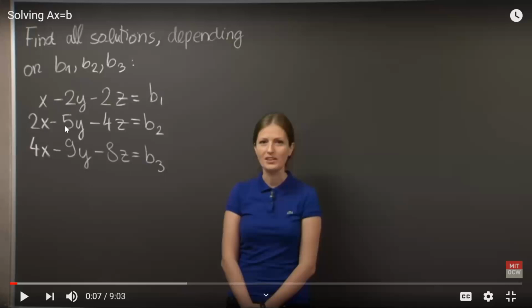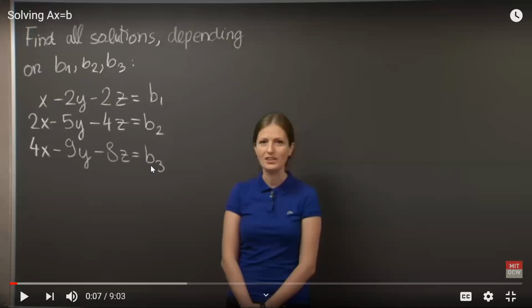Then we have 2x minus 5y minus 4z equal to b2. So now b2 is also a number which we can pick from the real line. It's a real number, okay? But for the time being, we think of it as a parameter. Then we have a third equation, 4x minus 9y minus 8z equal to b3. So this equation also contains a parameter, which is b3. So in this system of equations, we have three parameters, b1, b2, b3. Based on these parameters, our solution will change.